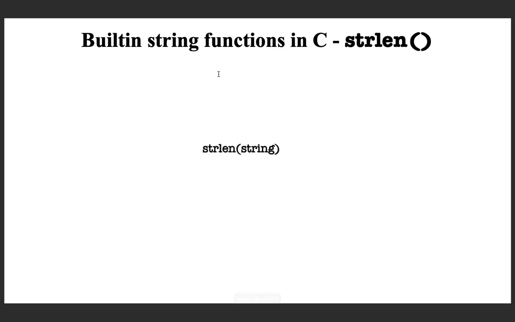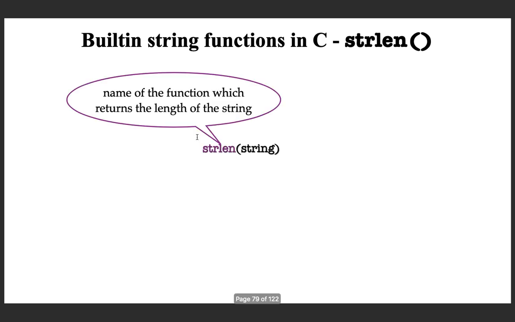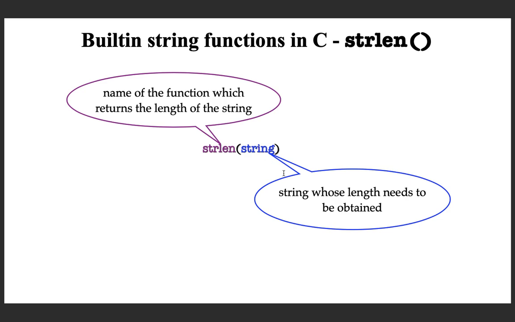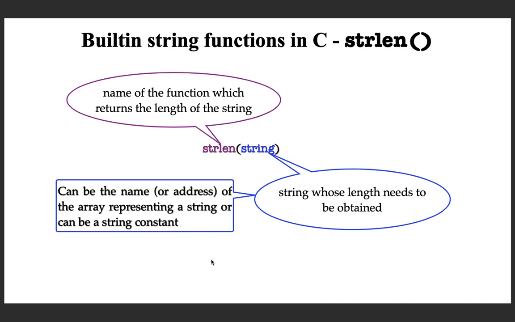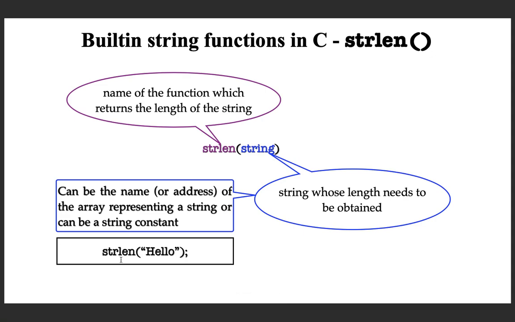If you look at the formal syntax, this is how you can use it. This is the name of the function, which returns the length of the string. And this is the string whose length needs to be obtained, and it can be the name or address of a single dimensional array representing a string, or it could be a string constant. That means you can give it like strlen of hello. It will print 5 as the output if you print the returned value.